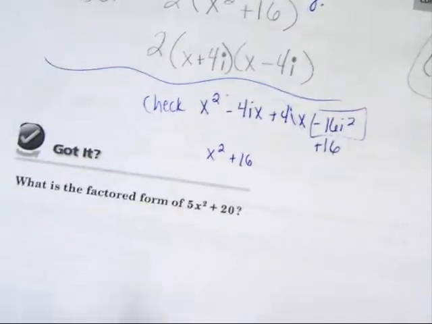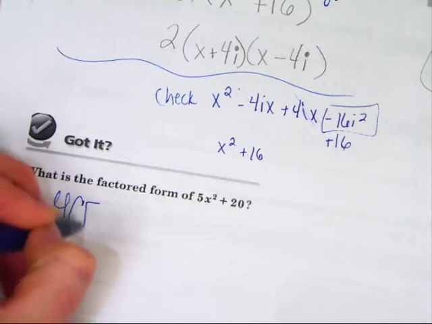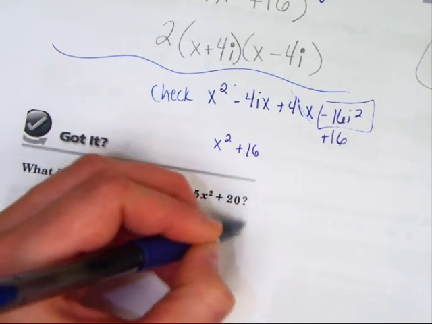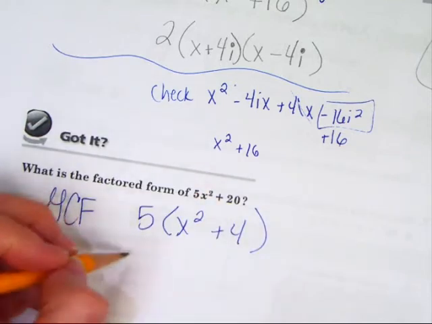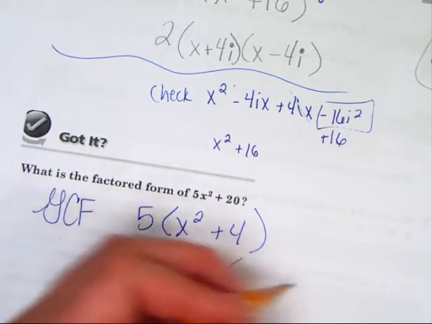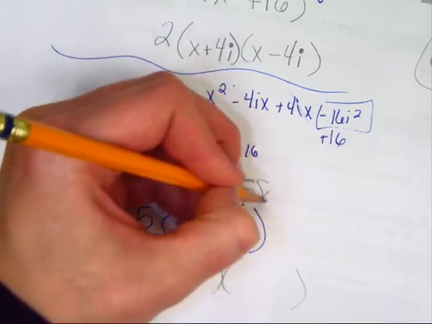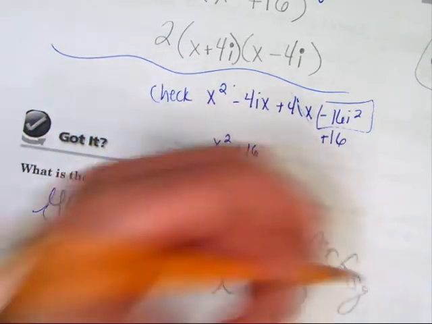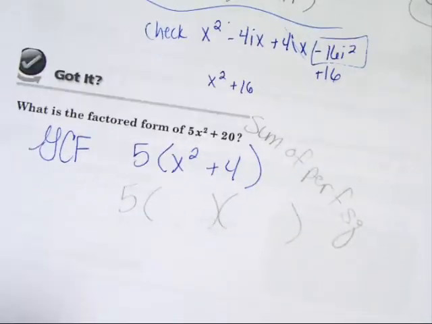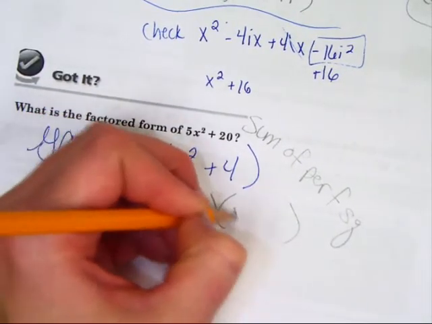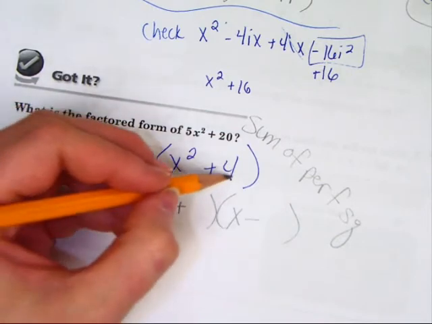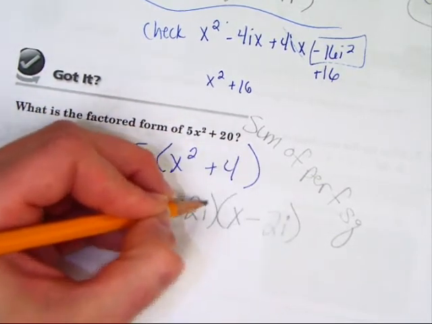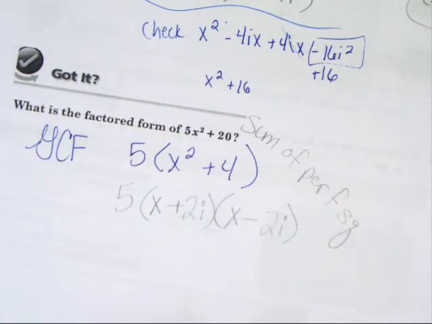Let's try it again. Look at the GCF and take out a GCF if you can. You should take out a 5 and you'll be left with x squared plus 4. Why would that be beneficial? Because you know that these are perfect squares. This is the sum of perfect squares. If you ever have the sum of perfect squares, you do x plus and x minus. 4 breaks down to 2 and 2, but because it's the sum of perfect squares, you would need to do 2i and 2i.